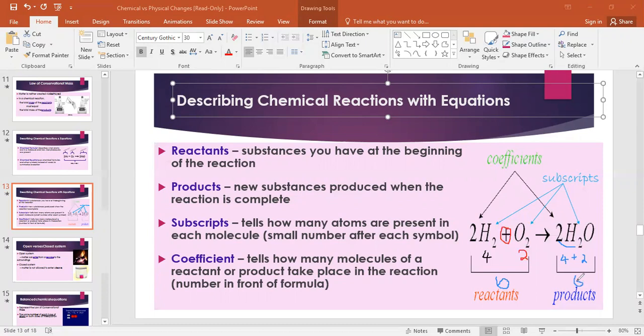So I can now prove the law of conservation of mass. It's telling me that even though it looks different over here, by the time I add and combine them in this chemical reaction, whatever I began with, my reactants, will equal whatever I end with, my products.